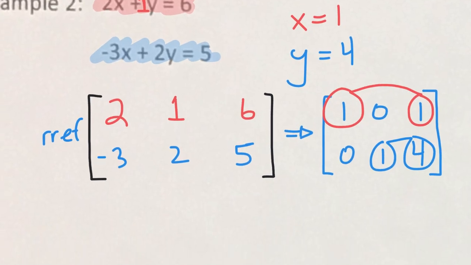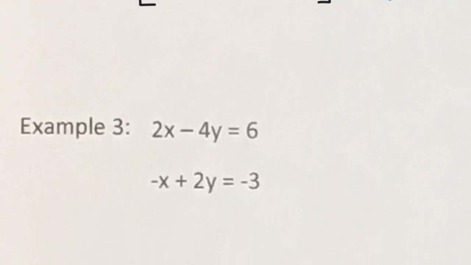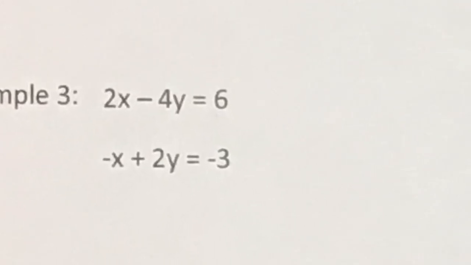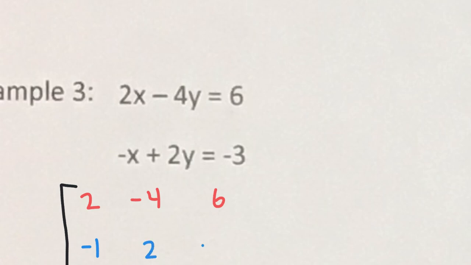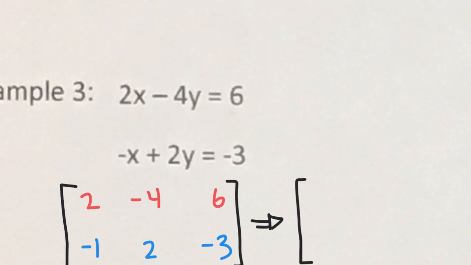Okay, so let's look at another example. This one is going to be strange, which is why I threw it in there. We're going to have some very weird answers. So we have 2, -4, and 6. And we have -1, 2, and -3. So this is our 2x3 matrix. And we're going to put it into RREF and see what our calculator gives us.